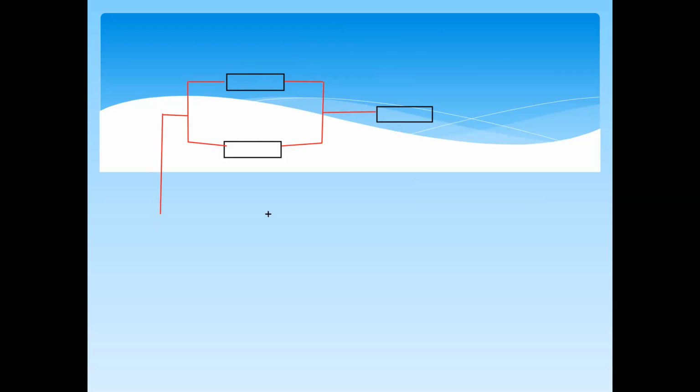Some more examples for better understanding of this resistor. 5 ohm, 10 ohm, and 10 ohm. What is the effective resistance of this circuit?